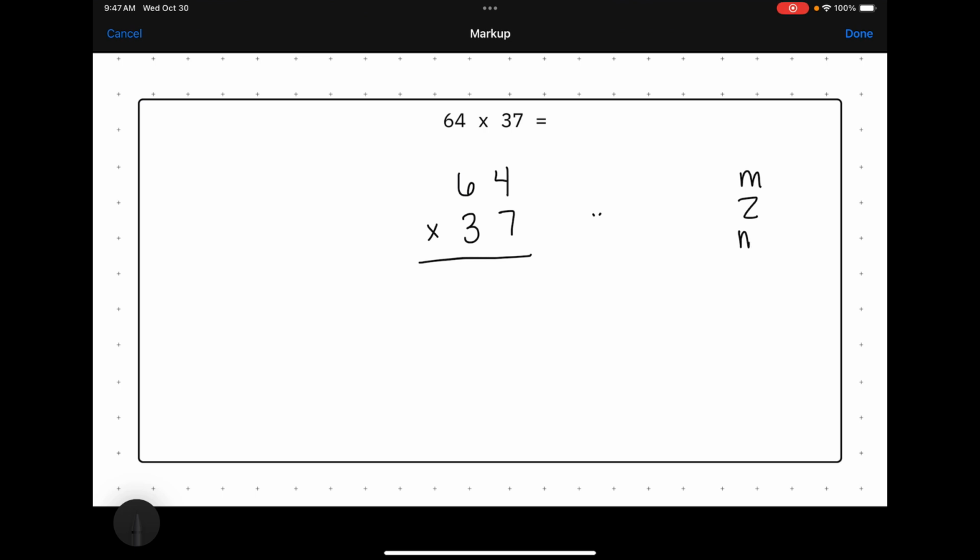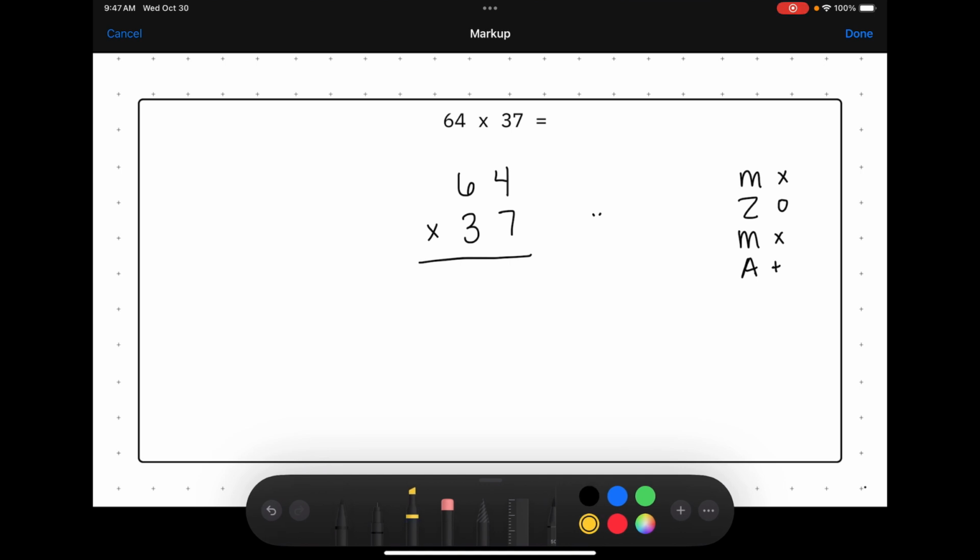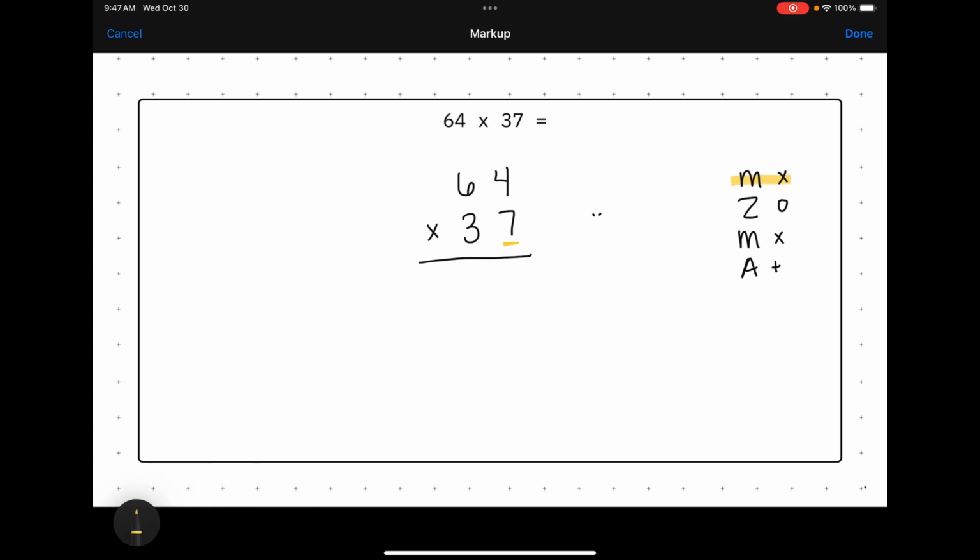And then write off my MZMA steps as a helpful reminder. Remember, M stands for multiply, the Z is for zero, multiply again, and then finally add. For multiplying, I'm going to multiply that first star of the show, which is the bottom ones place number, so the 7. I'm going to multiply it by both 4 and 6.